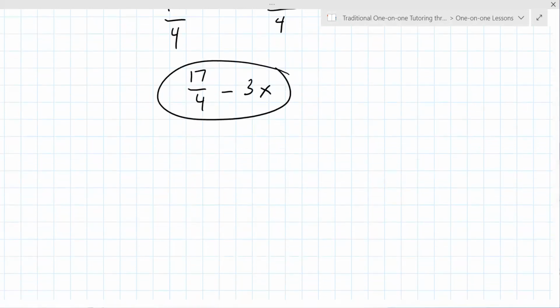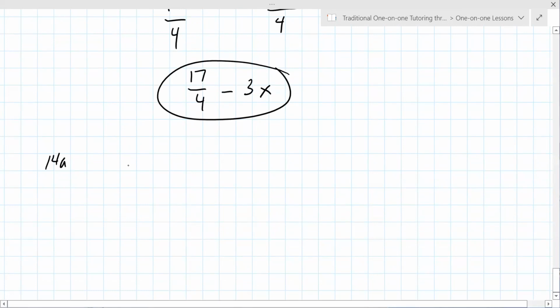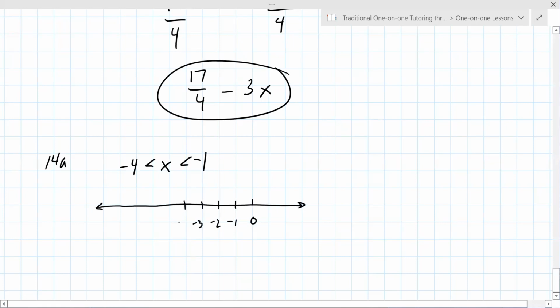Okay, so I didn't really understand this inequalities, intervals, line graph thing. Okay, so 14a says the inequality part is -4 less than x less than -1. Let me go out of order here. Imagine a number line, and let's say that's 0. So that's -1, -2, -3, and -4.